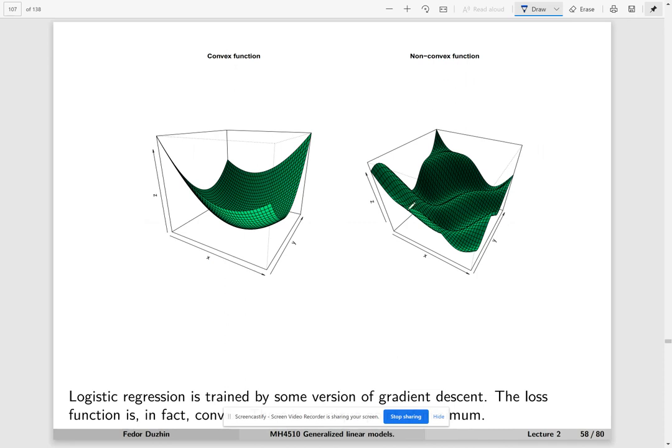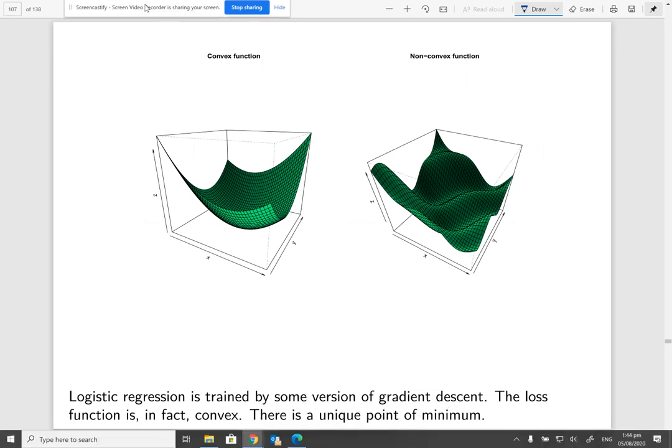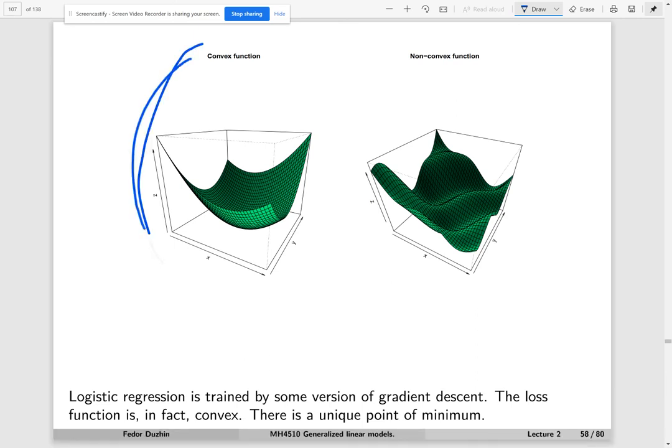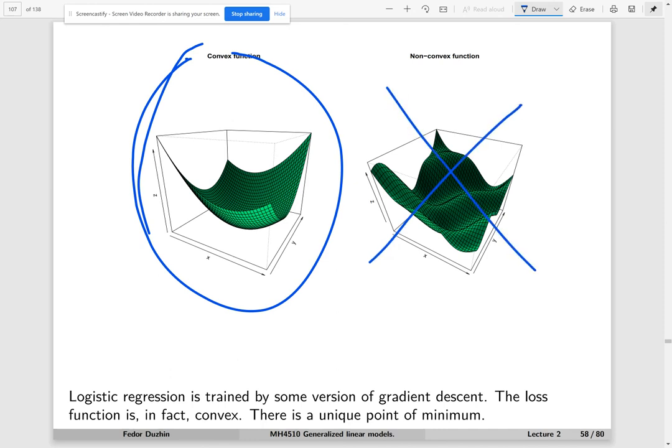Now, logistic regression is trained by some version of gradient descent. We are going to derive the gradient of the logistic regression in tutorial. What is important to know is that the loss function here is in fact convex. So it looks like this rather than like this, so that there is a unique point of minimum. If we fitted it using the mean squared error instead, then the loss function is not convex anymore. So it could be something like this.